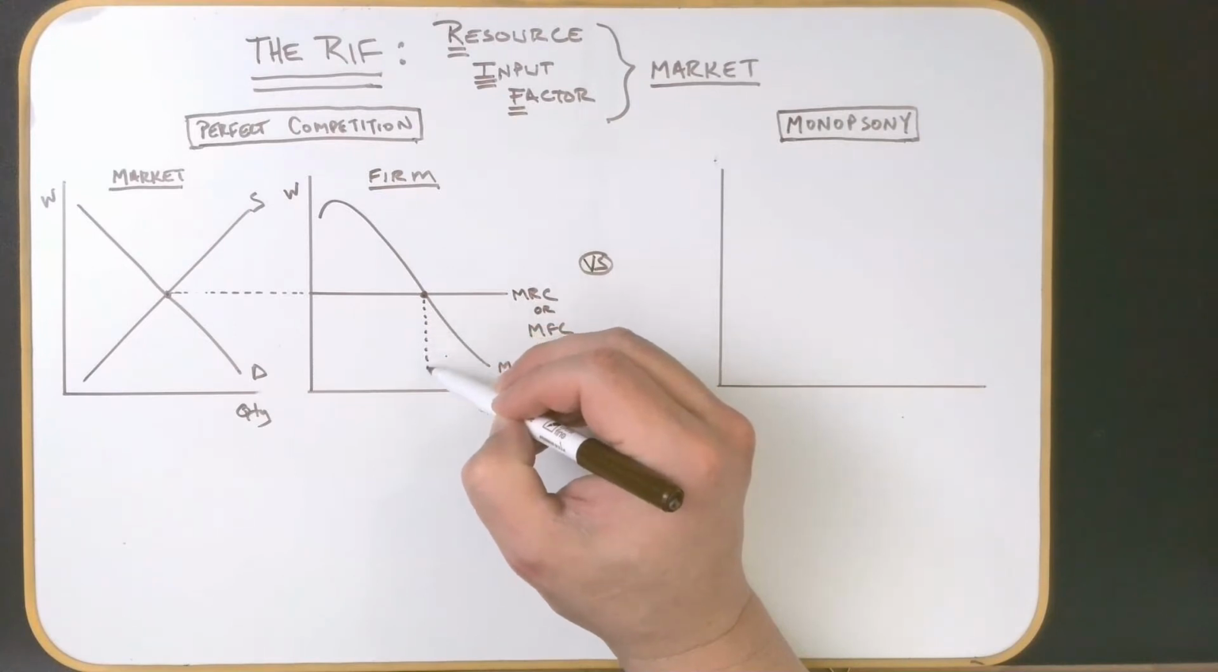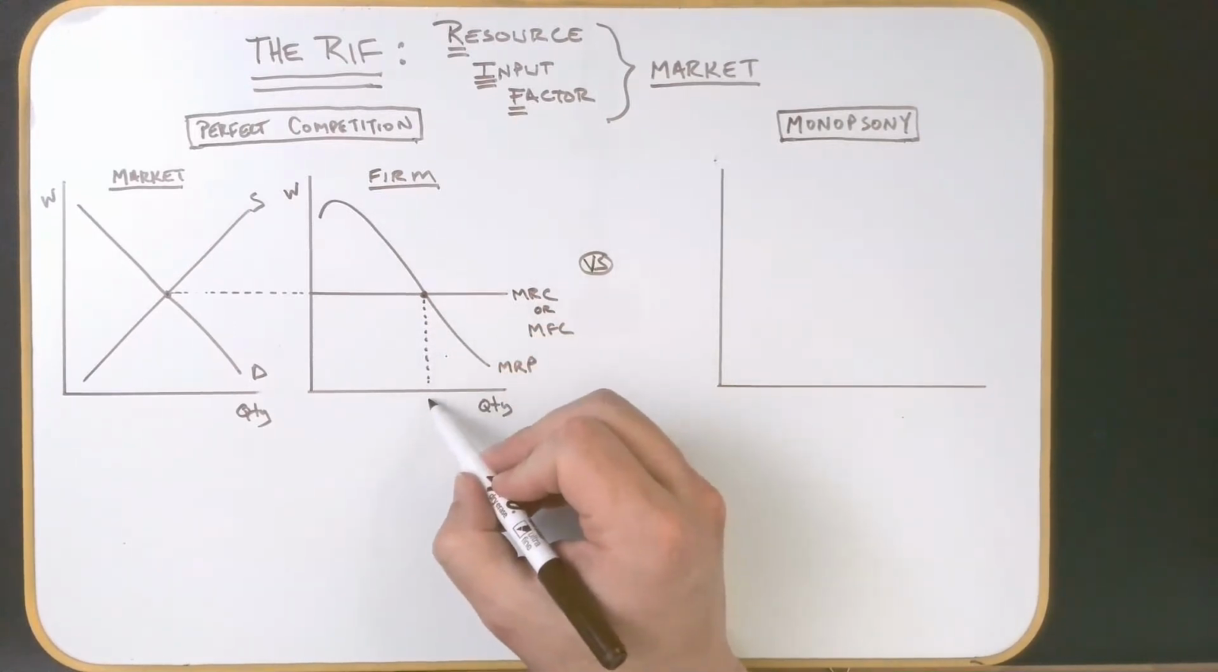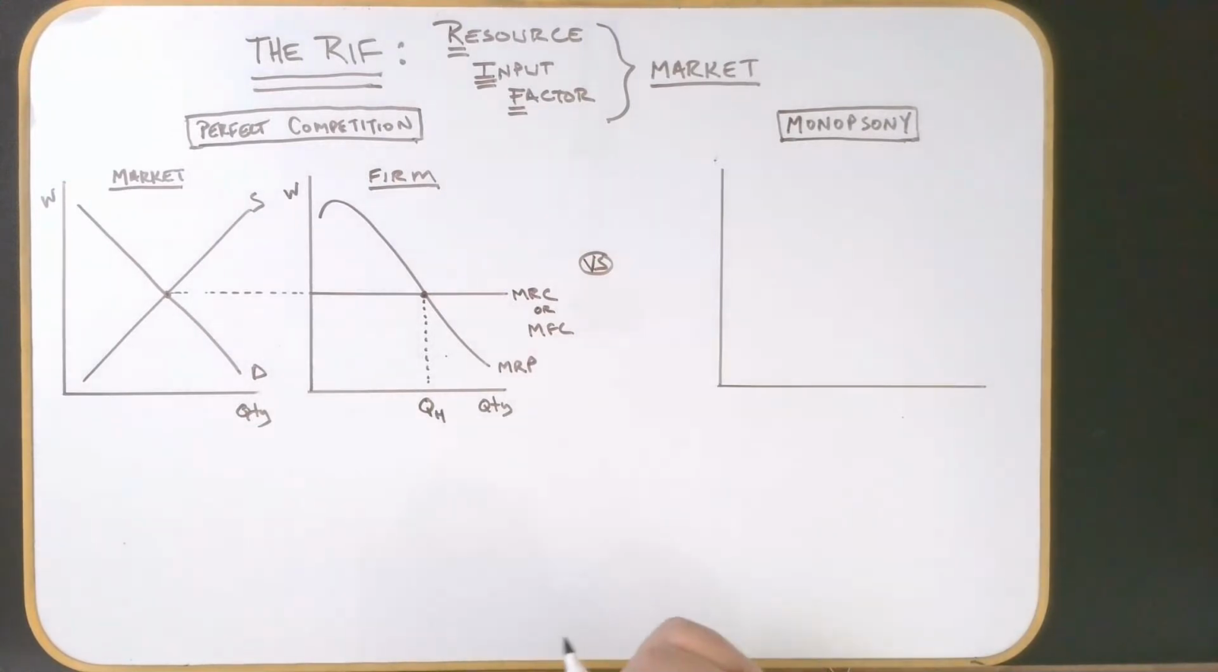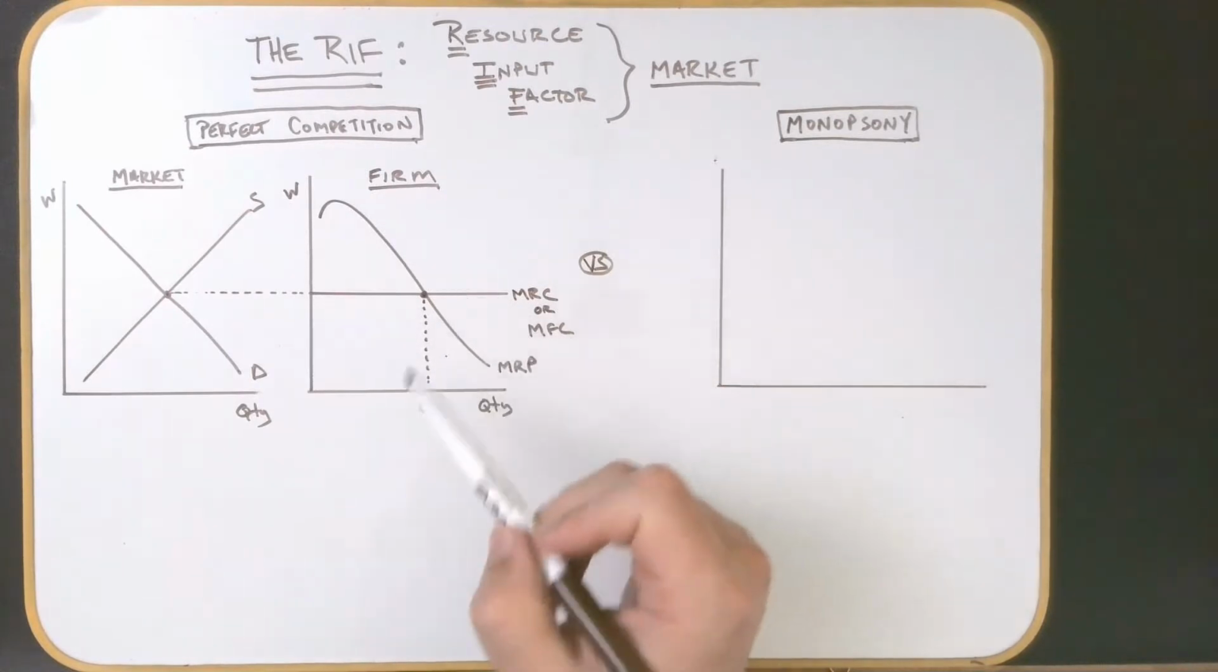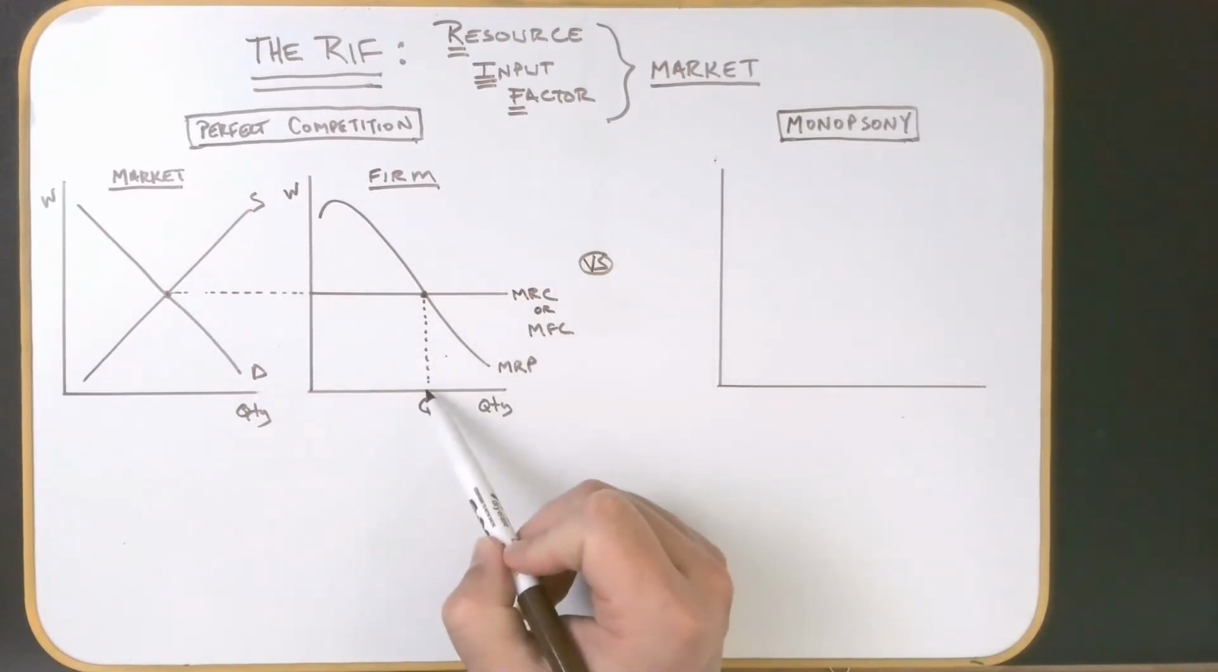Okay, so this part right here, I'm just going to say Q, this is the quantity H, Q sub H, just for slang there. That's the quantity we're going to hire. And you want this to be logical. So what would happen if you hired back here? What if you hired less people?